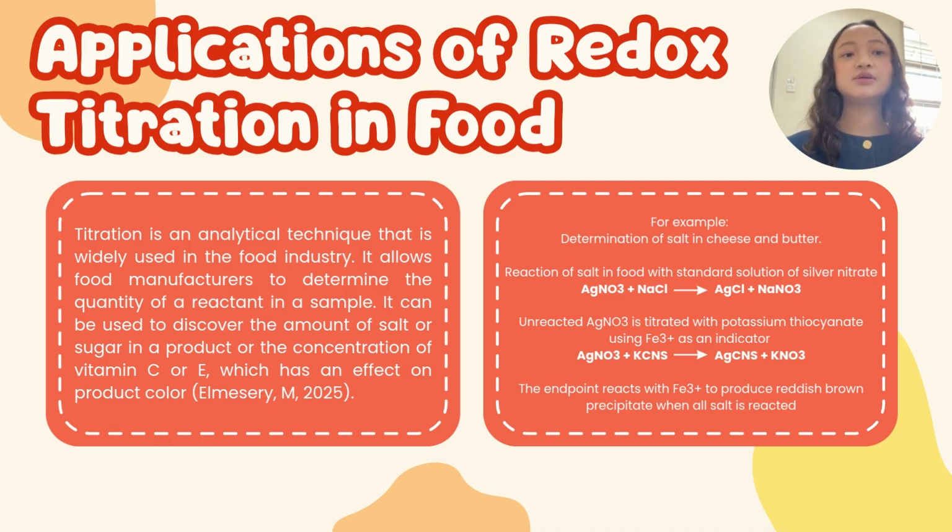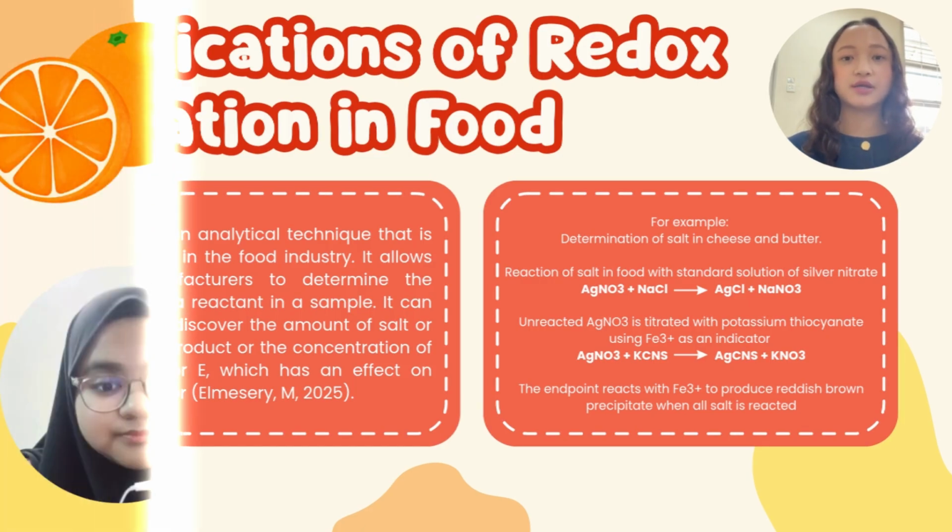For example, determination of salt in cheese and butter: salt in food reacts with a standard solution of silver nitrate, AgNO3 plus NaCl produce AgCl plus NaNO3. Next, unreacted AgNO3 is titrated with potassium thiocyanate using Fe3+ as an indicator. AgNO3 plus KCNS produce AgCNS plus KNO3. The endpoint reacts with Fe3+ to produce a reddish brown precipitate when all salt is reacted.